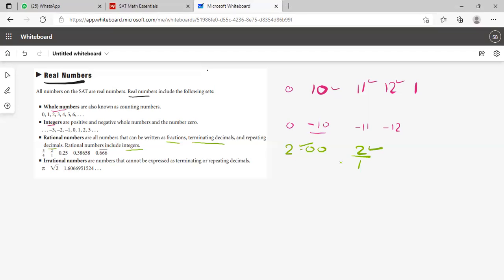So look at this 2. This 2 by 1 is basically 2. 2 by 1 is 2. And 2 is an integer. But since we can write it like 2 by 1, it is also a rational number. So what is the rule? The rule says if a number can be written as a fraction, terminating decimal, or repeating decimal, then it is a rational number. Now, what do they mean by terminating decimal?